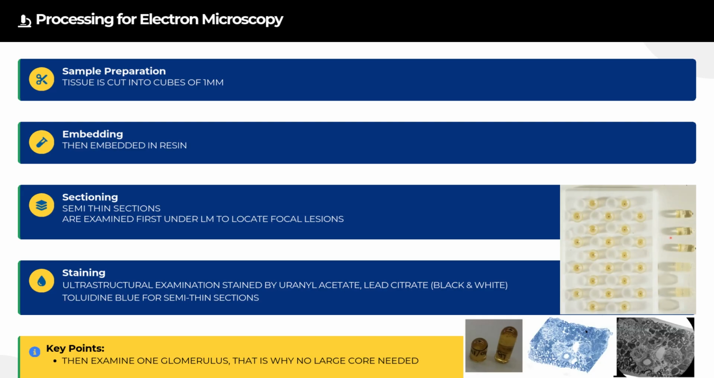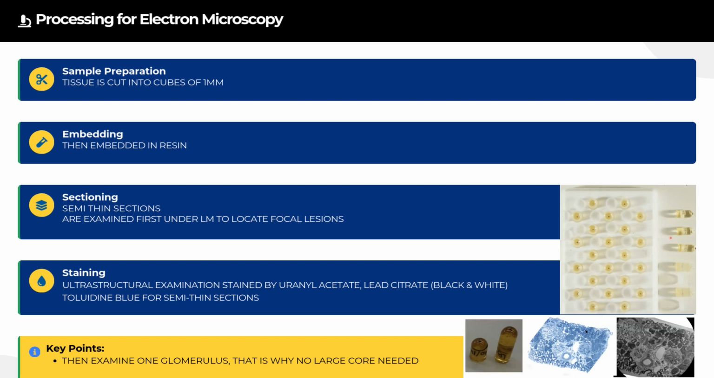The processing of EM sections is slightly different from routine processing. The tissue is first cut into 1 millimeter cubes and embedded in resin. Semi-thin sections are first examined under light microscopy with toluidine blue stain for semi-thin sections.